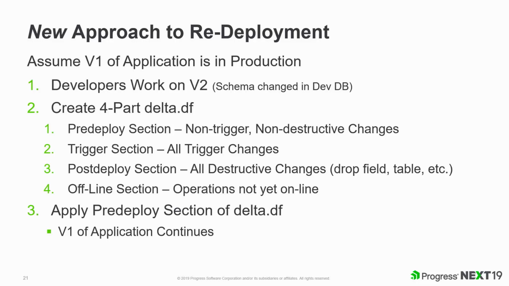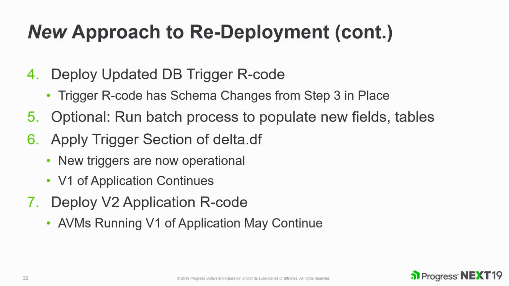The next step is to apply the pre-deploy section of the delta DF file. Version 1 of your application continues to run. It doesn't know anything about the new tables, the new fields that you've added. It just operates. Step 4 is then you deploy your updated database trigger R code. So the database trigger R code, if it depends on the schema changes that were applied in the earlier step, that schema will already be there. So these triggers are ready to run as soon as you activate the triggers.